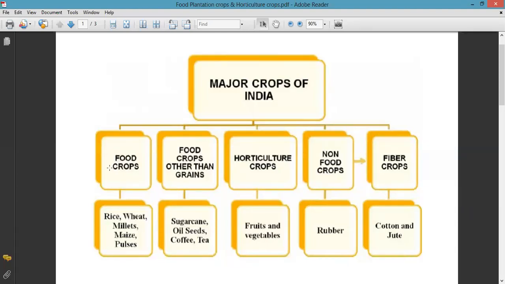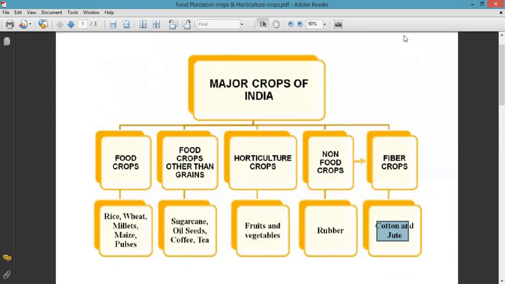Other than these food and horticultural crops, those which cannot be eaten are called non-food crops. If only one crop is grown in a large area, then they are called non-food plantation crops. And cotton and jute are called fiber crops in India, not only in India, in most countries. Fiber, because we obtain fiber from cotton and jute, and further we make cloths and bags from this. Okay, these are all about the types of major crops in India.